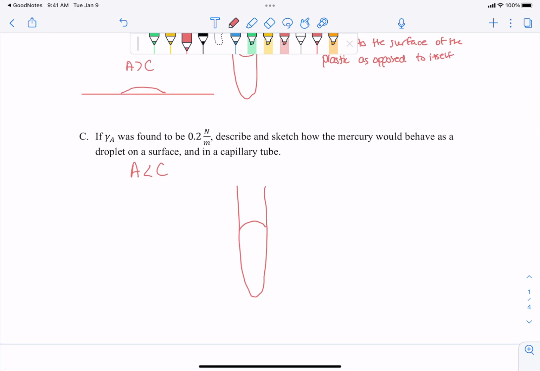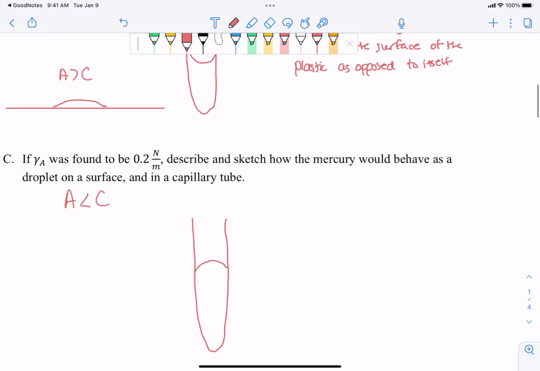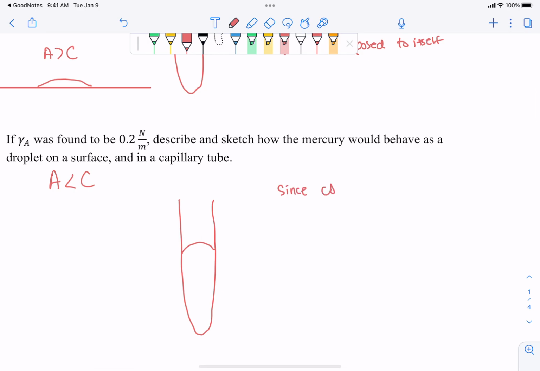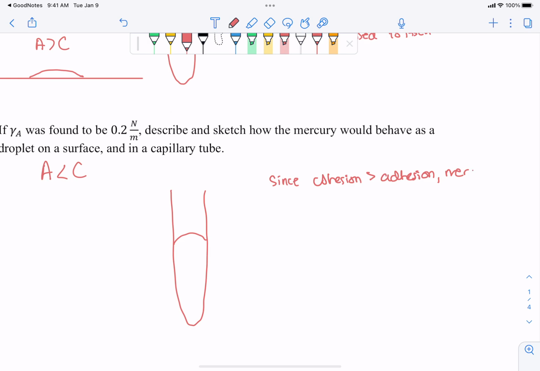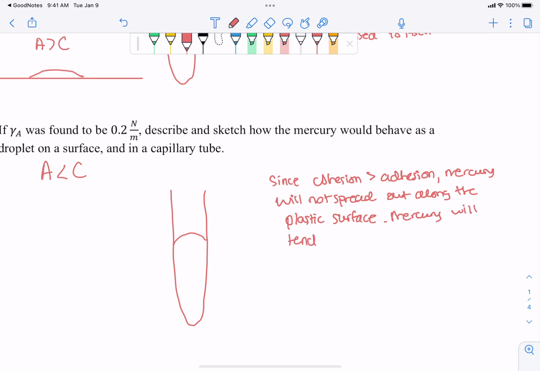As a simpler explanation, we can just say that since cohesion is greater than adhesion, mercury will not spread out along the plastic surface. Mercury will tend to bind to itself.